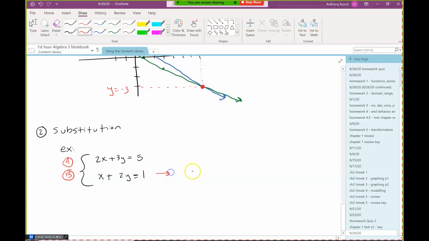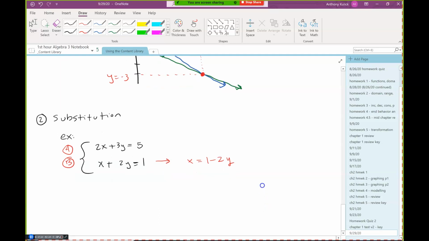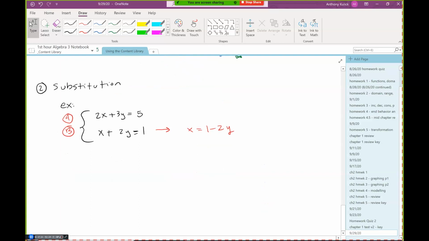So to get the X by itself in equation B, I'll just subtract 2y from both sides. Which now gives me x equals 1 minus 2y. Is everybody okay there?